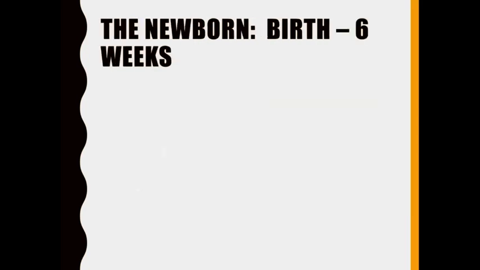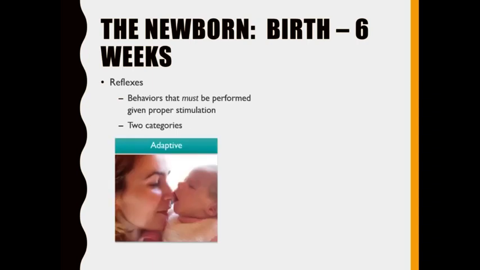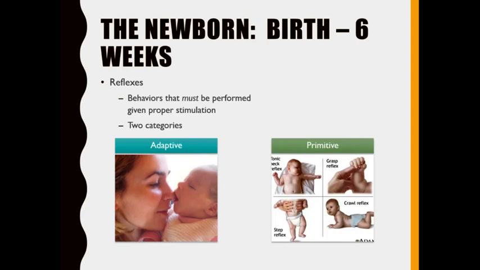So let's talk just about the newborn period, where we've been born and now up to 6 weeks of age. Different textbooks cluster it by birth to 4 weeks or birth to 6 weeks. I'm going to give the babies a full 6 weeks of the newborn phase. So when babies are born, they have a set of reflexes that they're equipped with. These are behaviors that must be performed given the proper stimulation. So this is not something that's learned. This is something that is pre-wired and the baby has to do it. There are two main kinds: the adaptive reflexes, and then the primitive reflexes.